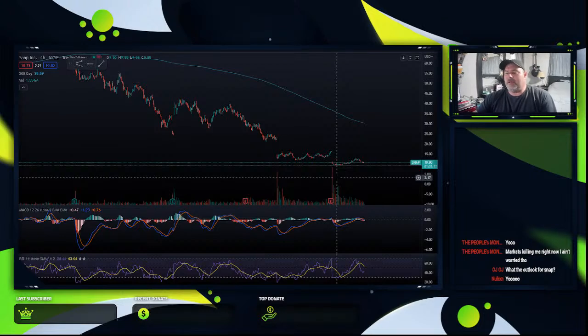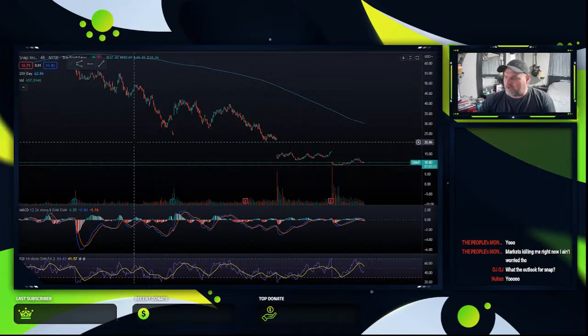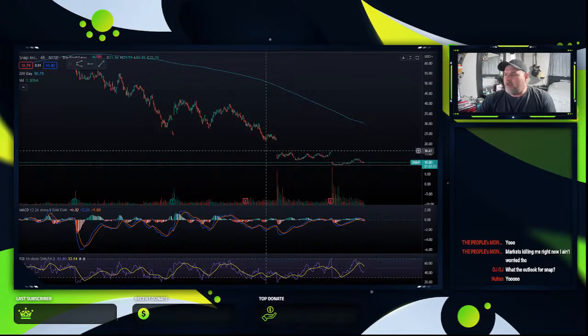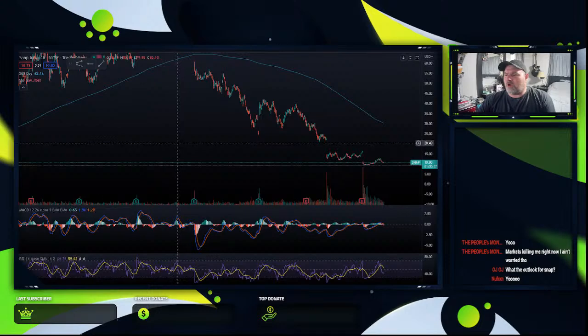At some point, an area of value is going to have to be determined by traders, and they're going to have to jump on it. Unless it bankrupts, shuts down, and goes away, which I don't think, Snapchat is used by so many people. Everybody's on that. I'm not on Snapchat, but I know a lot of people that are. And these gaps would be my first targets to fill.